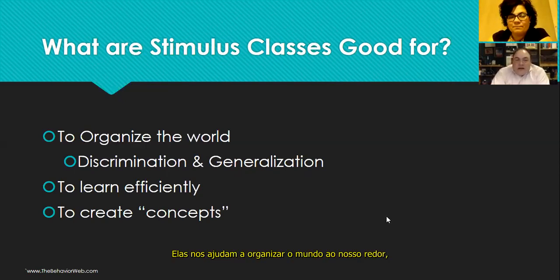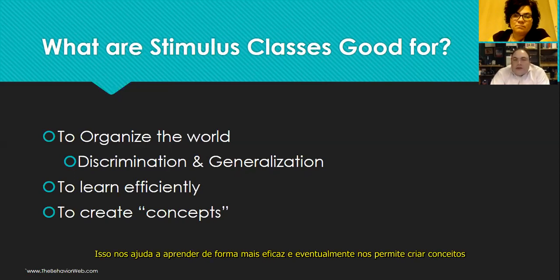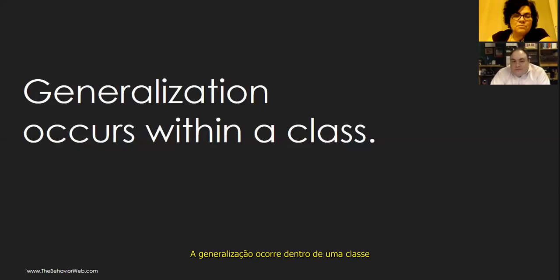But anyway, what are stimulus classes good for? Well, it helps us to organize the world around us. And that happens through discrimination and generalization. We learn about stimuli and we learn how to classify them so that we're generalizing stimuli that are within classes, and we're discriminating stimuli that are between classes. That helps us to learn more efficiently and eventually allows us to create concepts.